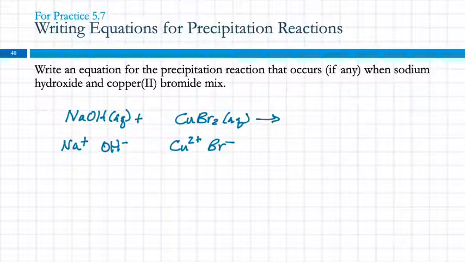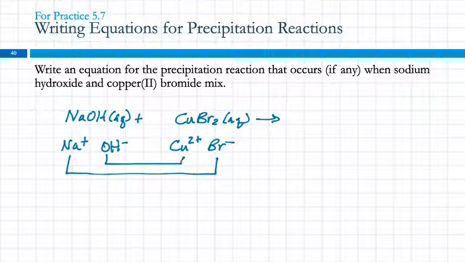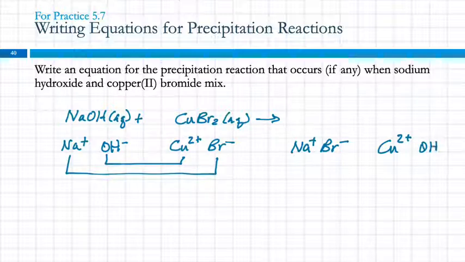And then I'm going to swap partners to see if anything's going to precipitate. Sodium with bromide and copper 2+ with hydroxide. Before I go to the trouble of writing the formulas, I'm going to evaluate whether they're soluble or not. Well, this one has sodium in it. Anything with sodium in it is soluble. So that one's aqueous.